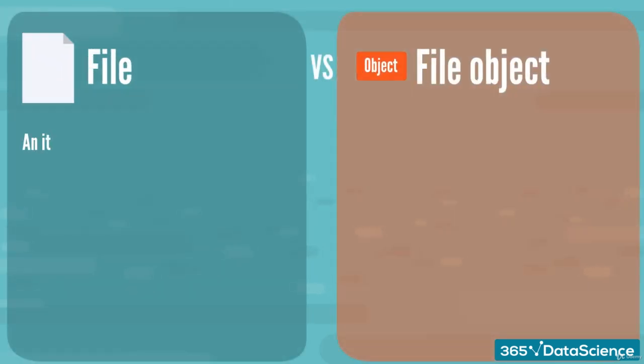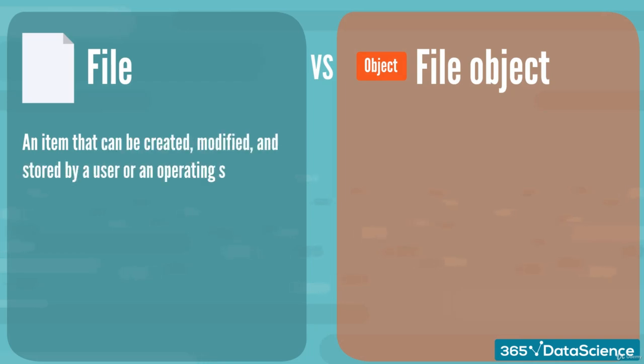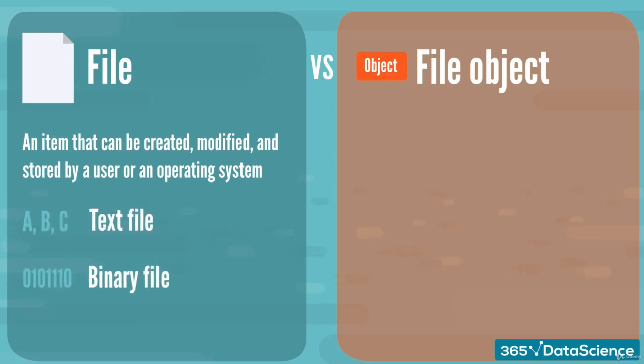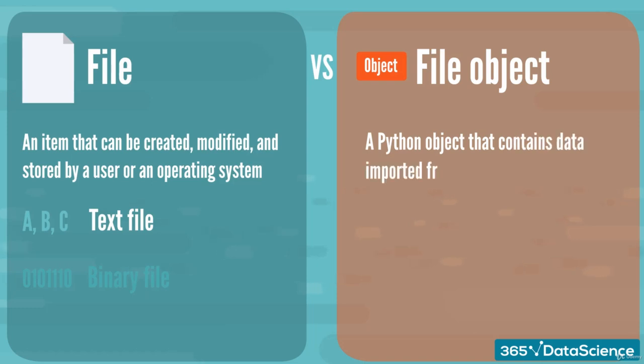A file is an item that can be created, modified, and stored by a user or an operating system. In Python, a file can be text or binary. In this course, we will work with text files only. So when we say file, we do mean some sort of a text file. A file object is a Python object that contains data imported from a file.